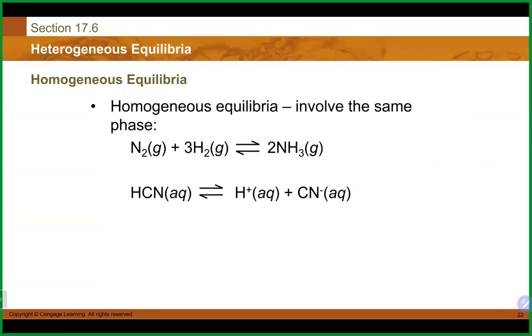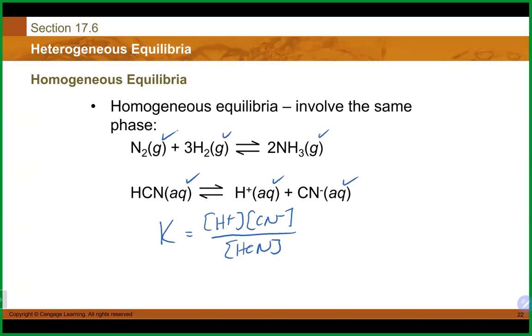Now, what we've been looking at so far is sometimes referred to as homogeneous equilibria, which is much like a homogeneous mixture. That means that everybody's in the same phase. If we were to write our equilibrium constant, say for the last one, it'd be H plus CN minus divided by HCN. And everybody here is aqueous. Everybody here is gas, and that is what is meant by homogeneous equilibrium. Everybody's in the same phase.